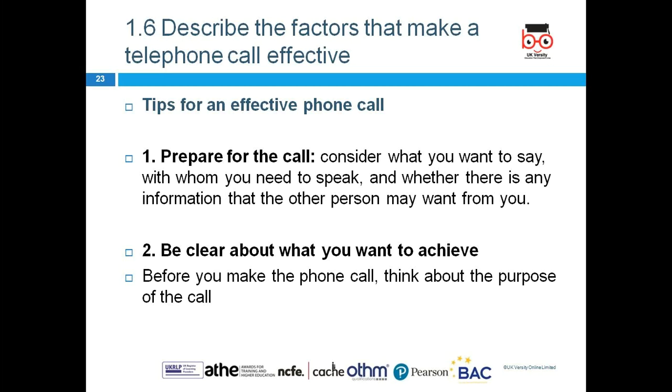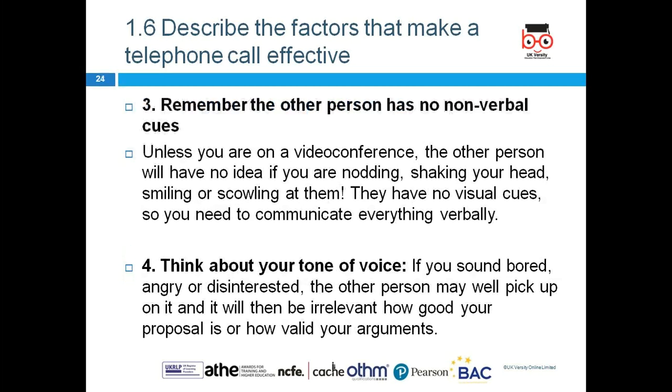Number 2, be clear about what you want to achieve. Know exactly what the purpose is and then make that call. If you're calling and you're not really sure, there's no point. You'll both be confused.